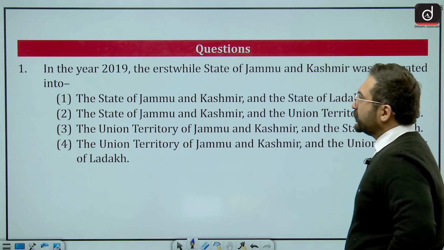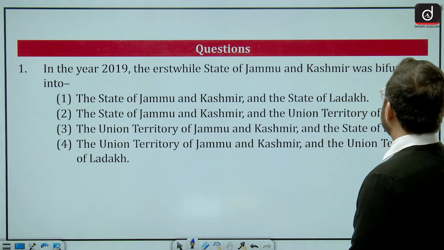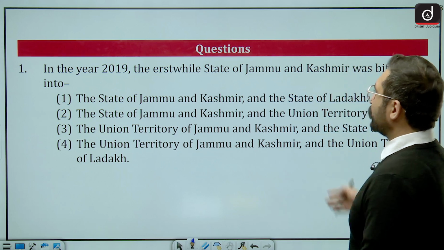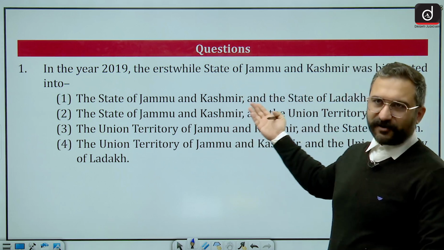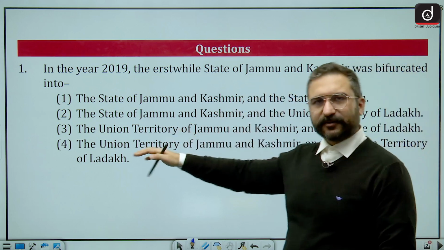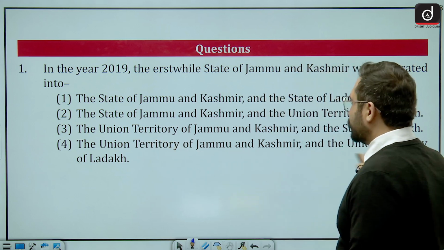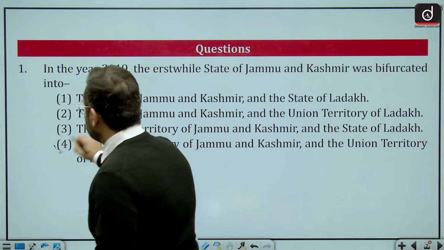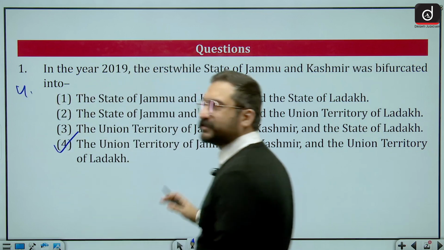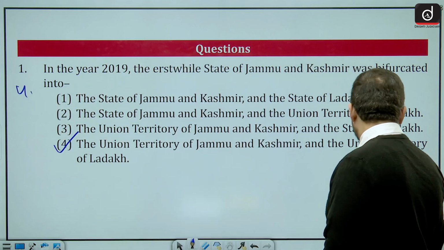In the year 2019, the erstwhile state of Jammu and Kashmir was bifurcated into, now who does not know about this Reorganization Act, that they both are made union territories. The union territory of Jammu and Kashmir and the union territory of Ladakh. You do not have to see anything else. 4 is your answer. The legal GK was very, very easy.